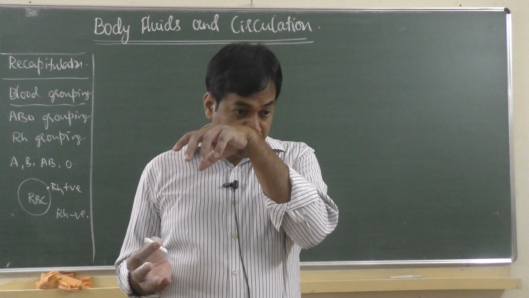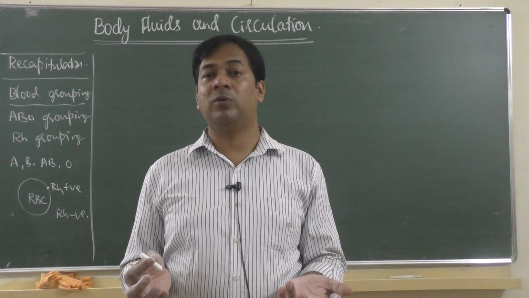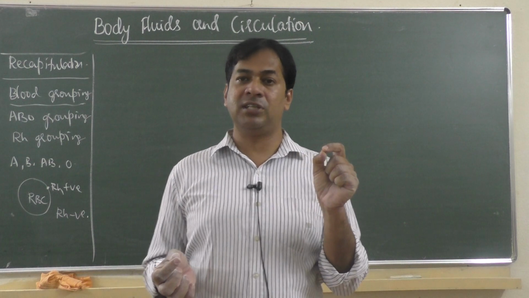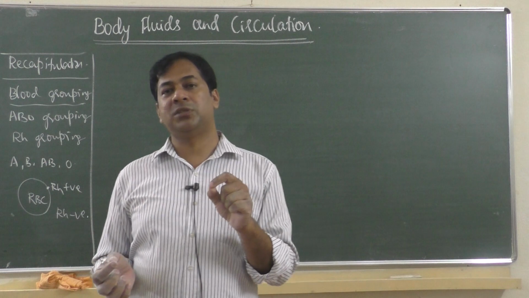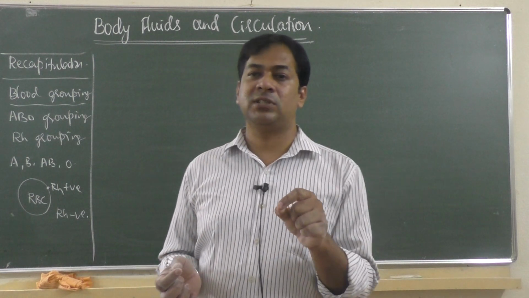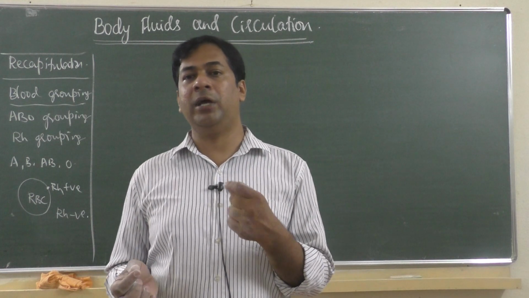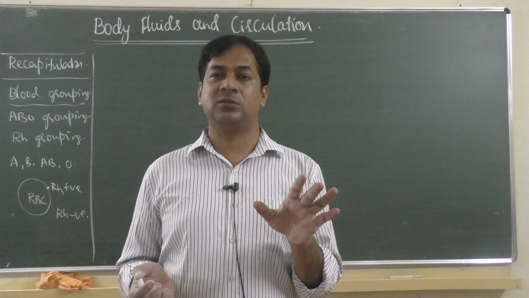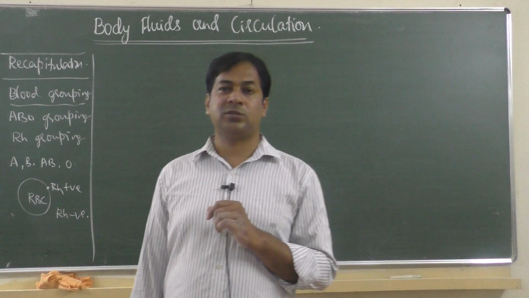So during the second delivery, what happens? The antibodies produced by the mother will start killing the red blood corpuscles of the fetus, and it causes severe jaundice and anemia, and the baby will die because of the death of red blood corpuscles. That condition is called erythroblastosis fetalis.